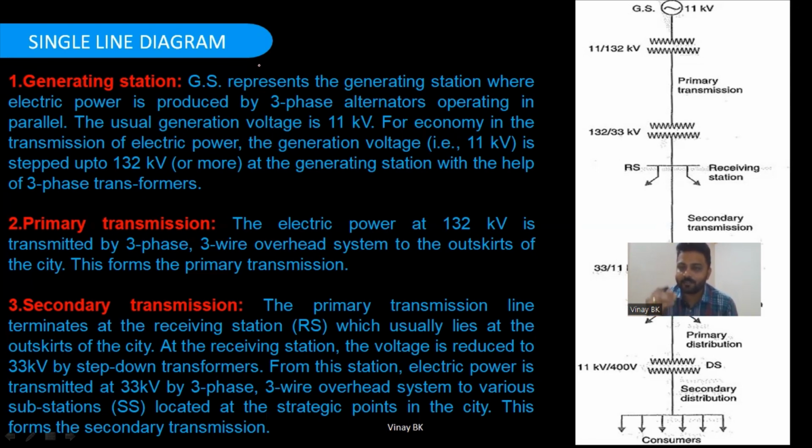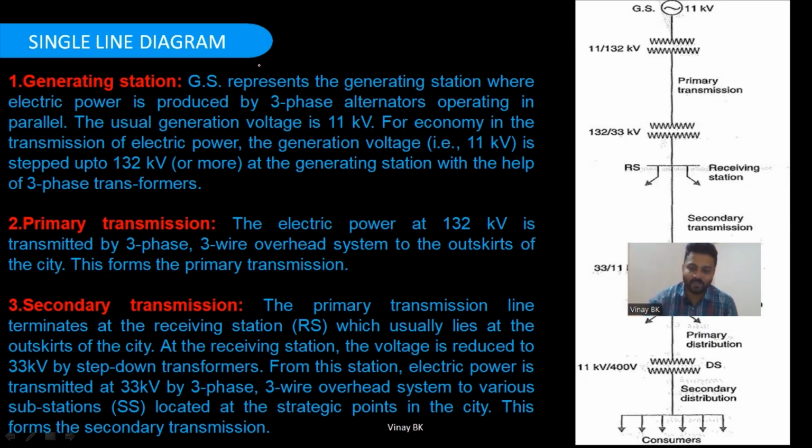So again, you are generating a voltage and stepping it up from 11 kilovolts to 132 kilovolts. Then you are stepping down the voltage from 132 kilovolts to 33 kilovolts. That step is called the secondary transmission step. The primary transmission line usually terminates at the receiving station, which lies at the outskirts of the city, and at the receiving station the voltage is reduced to 33 kilovolts with the help of a step down transformer. So again, the generating station to the step up transformer forms primary transmission, then the step down transformer at the receiving station is called secondary transmission.